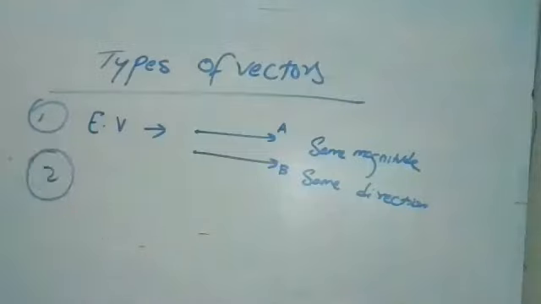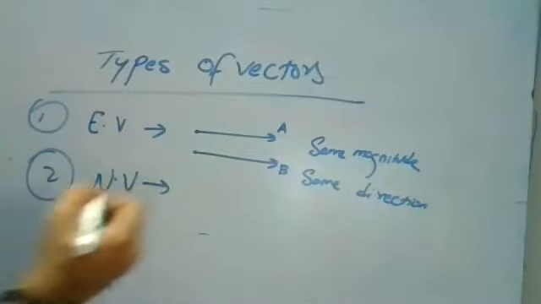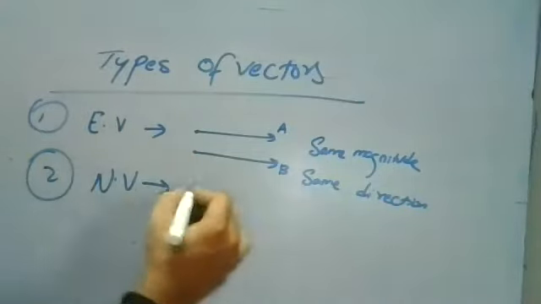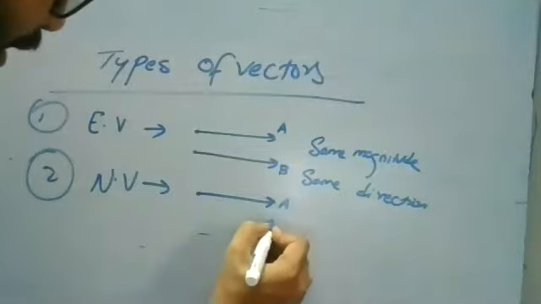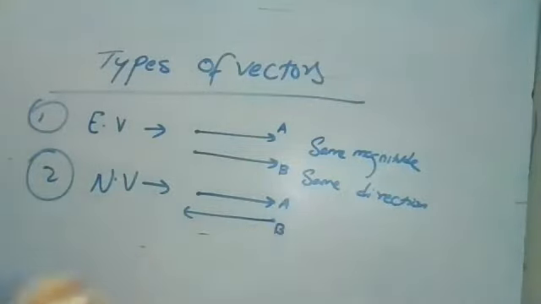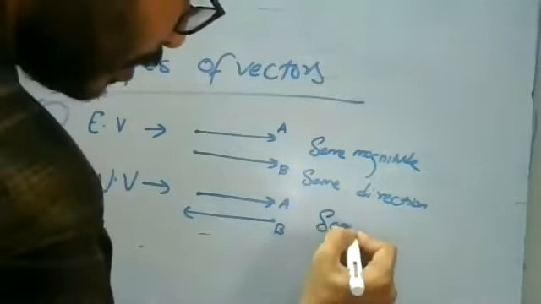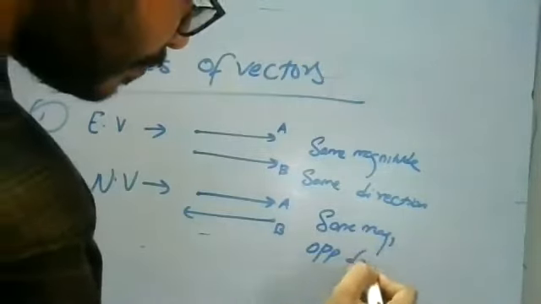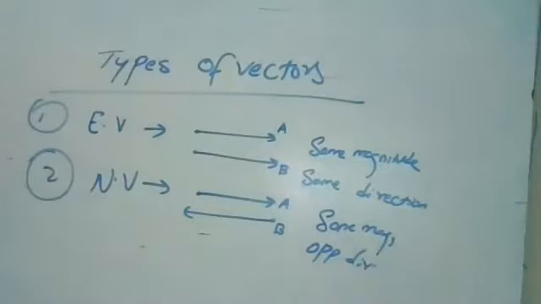Second one, negative vector. Here there is equal magnitude, that is the same magnitude, but in opposite direction. There are two vectors A and B with the same magnitude but opposite direction. So equal vector: same magnitude, same direction. Negative vector: same magnitude but opposite direction.